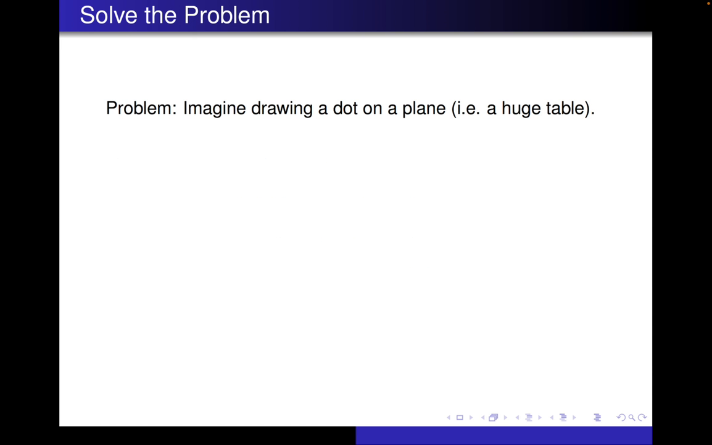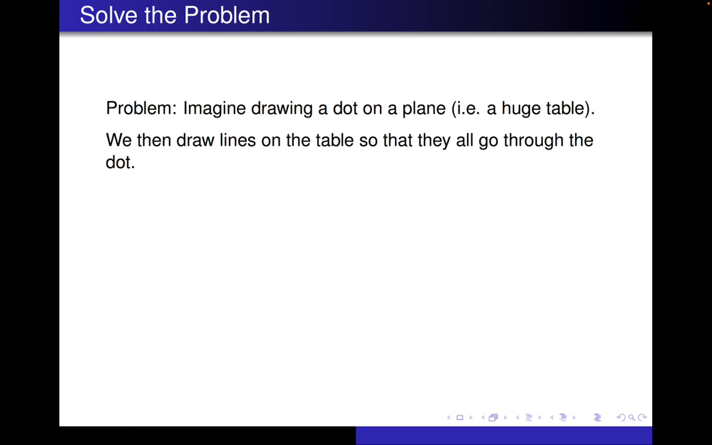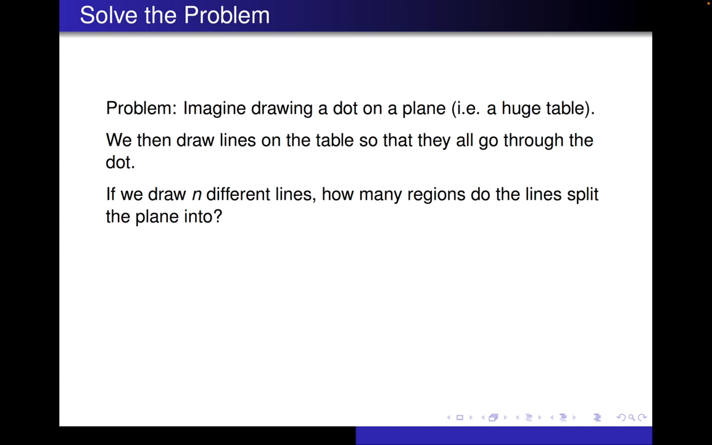Alright, so here's the problem that we're going to be working on. Imagine that we draw a dot on a plane, and by a plane I mean an infinite flat surface. You can imagine a huge flat table, and you draw a dot on that table. So we're then going to draw lines on the table so that they all go through that same dot that doesn't move at all. And the question is, if we draw n different lines, how many regions do the lines split the plane into?